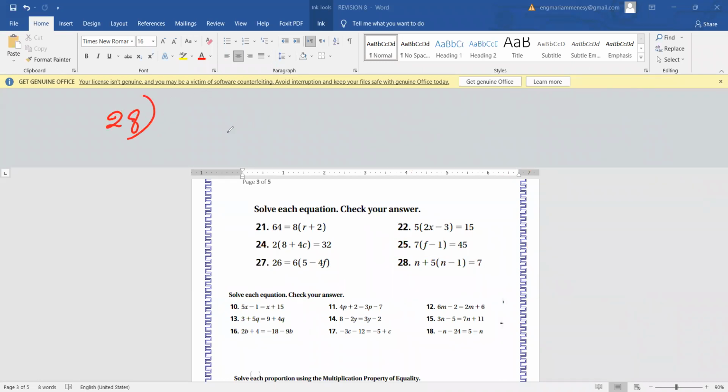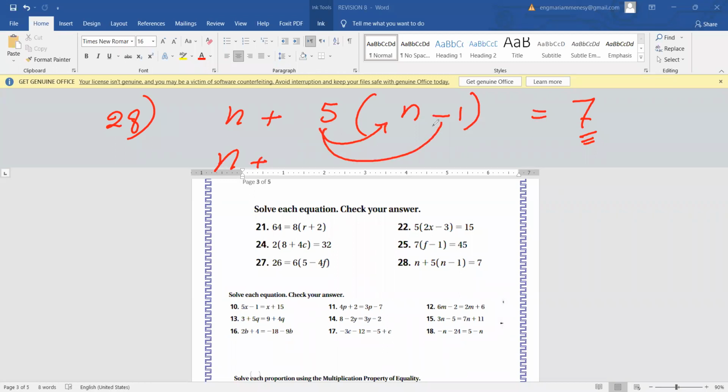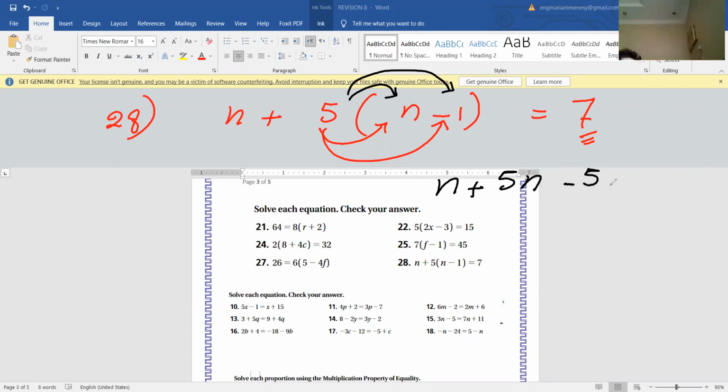Number 28: n plus 5 times (n minus 1) equals 7. The 7 is alone, my dear, no variables on the right-hand side. Keep n as it is. Then 5 times n, and 5 times the negative 1. So n plus 5 times (n minus 1) equals what? 5 times n, then 5 times negative 1. 5 times 1 is 5.